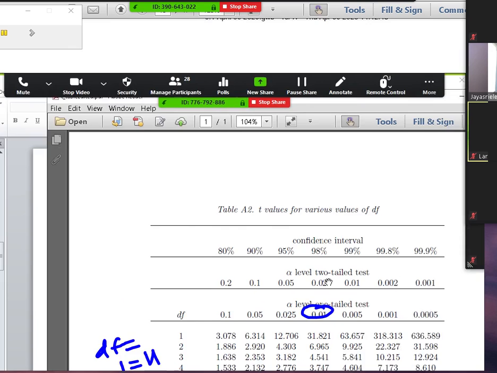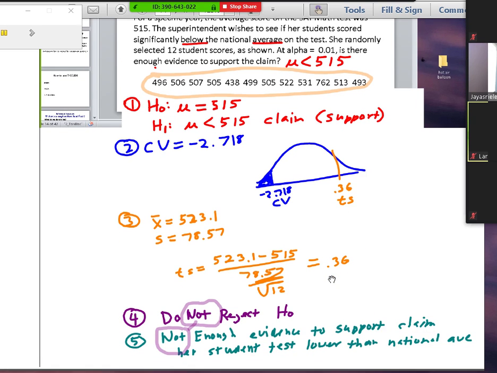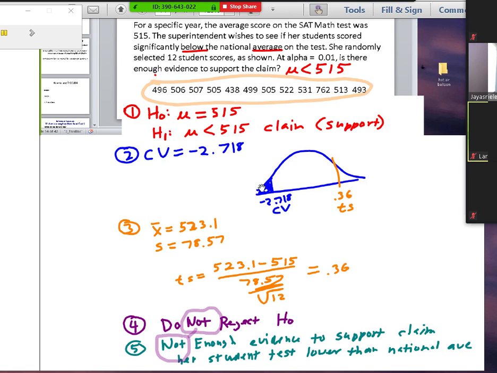So I'm going to go up and draw a picture. Here's my picture. And shading over here, put in negative 2.718 as my critical value. And then we're good. Or 2.72, I could have put that in as well. All right, then Step 3, find my test stat.